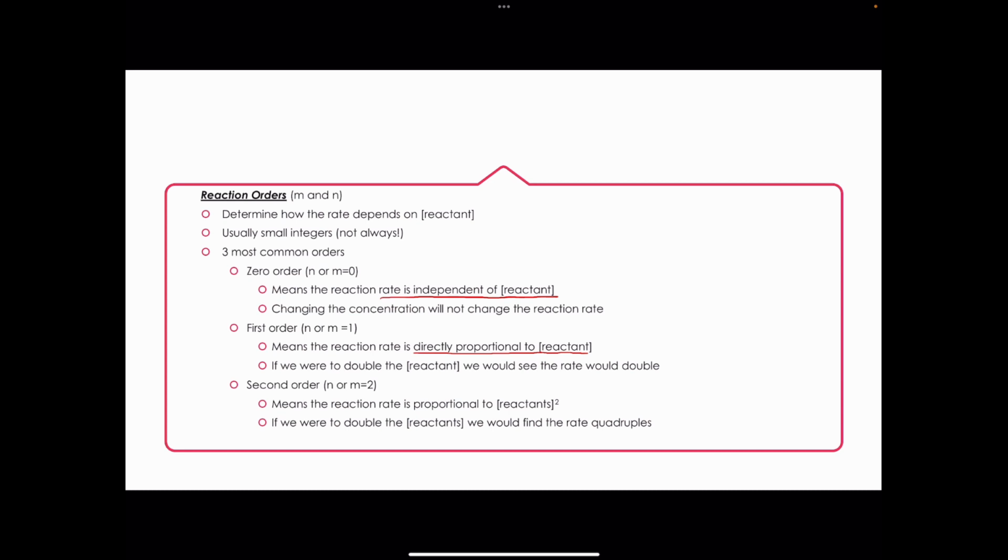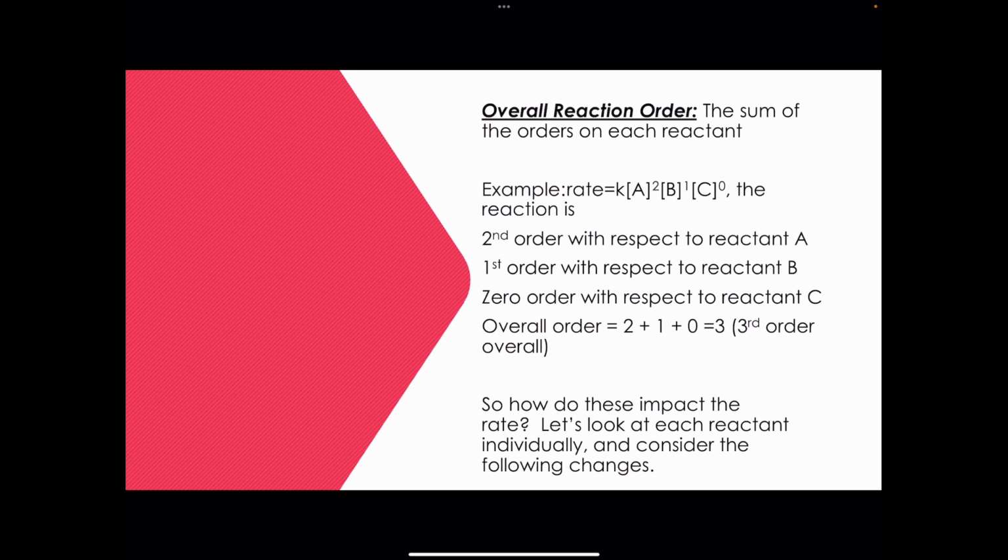And then finally, for second order, that means our n or m value is equal to 2. This means that the reaction rate is proportional to the concentration squared. So if we double the reactant concentration, we're going to find that the rate quadruples. Now we have multiple reactants typically in a reaction, and so we can also refer to an overall reaction order. This is the sum of the orders on each reactant.